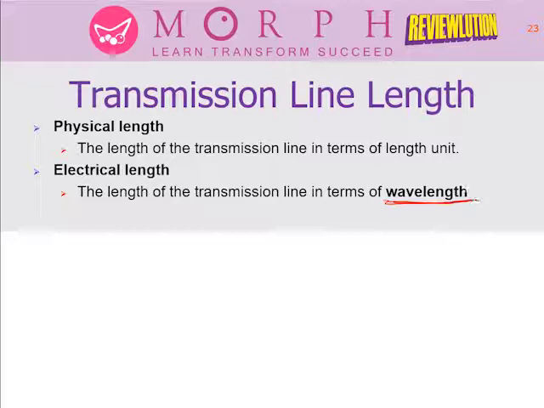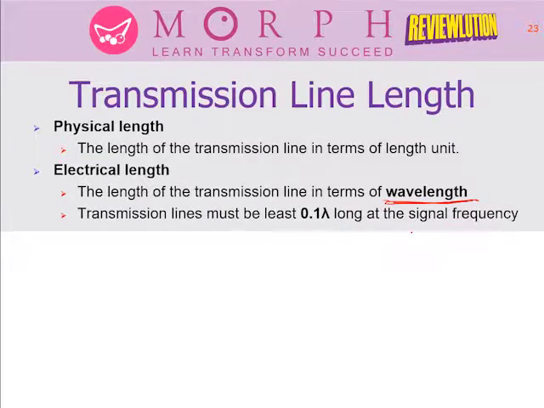So for example, how long is our transmission line? 3 wavelengths long. So that is what we call the electrical length. The electrical length known as greater than 0.1 wavelength can be considered as a transmission line. So if your transmission line is less than 0.1 wavelengths long, then we can't really consider that a transmission line, no? It is too short for a transmission line.